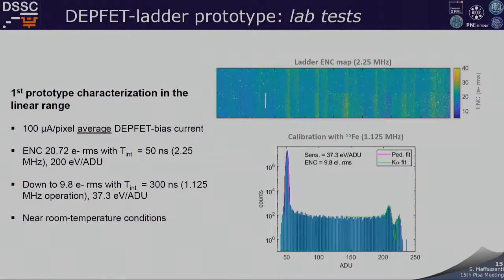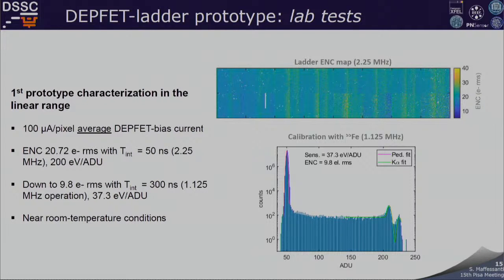So these are the first results of the DEPFET ladder prototype. We managed to make it fully working with 100 microamps per pixel of DEPFET bias current. This means that we have 1.3 to 1.4 nanoamps per electron of gain, and with an integration time of 15 nanoseconds, to compare with the mini SDD camera, we reached an equivalent noise charge of 20.72 electrons RMS and a gain of 200 eV per ADU.